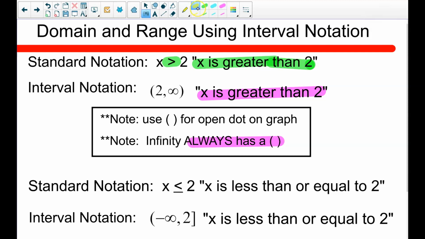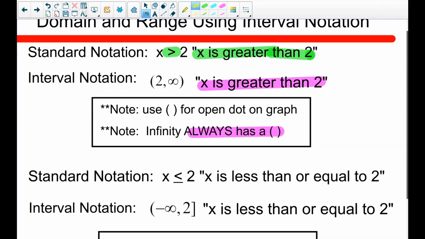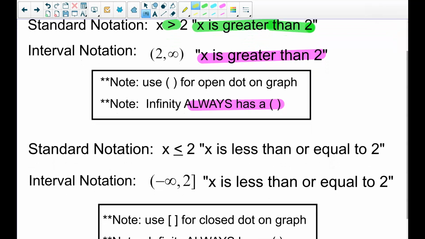So another example down here really quick. When we look at this one, we have standard notation: x is less than or equal to 2, and that's because of that underlined symbol there. So this looks a little bit different, because it's all the values less than or equal to 2. That's why there's a bracket here. It could equal 2, but then it's everything less than that.